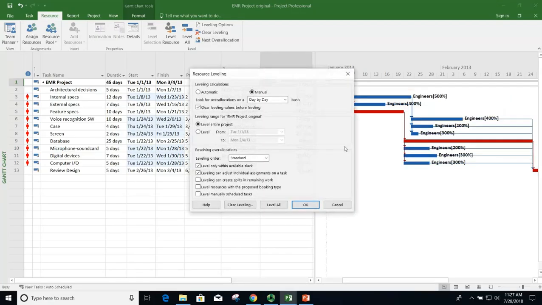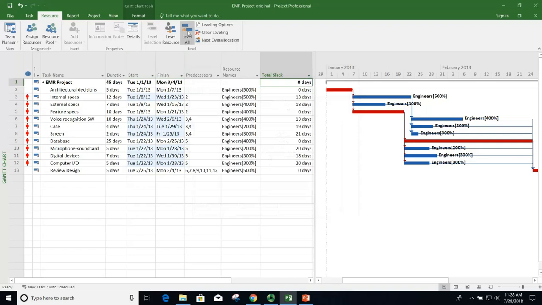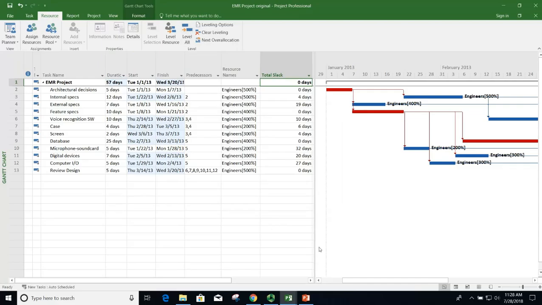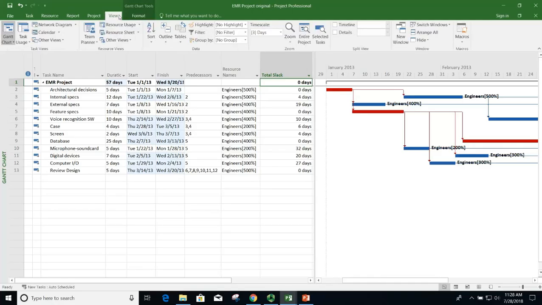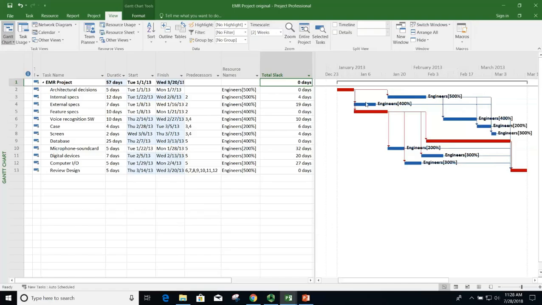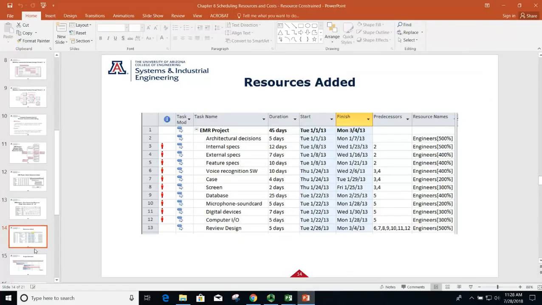Go back to our leveling options. We don't want to level within slack. Say OK. Level all. Remember, 45 days. Let's see what happens. Okay, now it can do it, and it can get it to 57 days and get rid of all the over allocations. All right, let me make this fit over here. So here we can see we fit that here. Okay, so it changed it around, and it got us to 57 days.